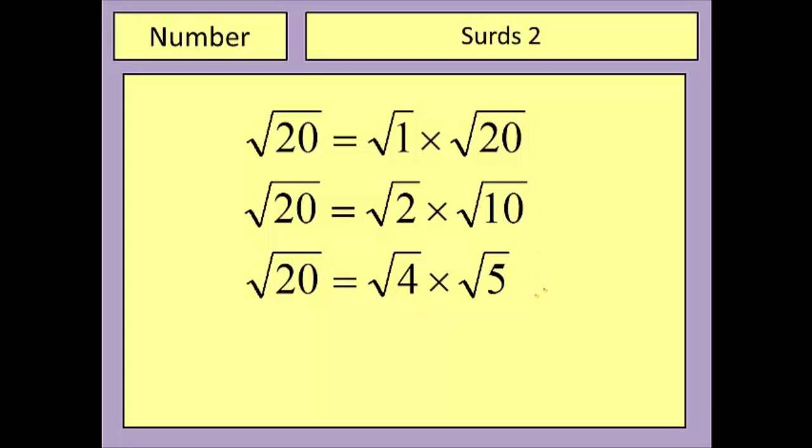One of them is actually the odd one out, and it's this one down here at the bottom because of the square root of 4. The square root of 4 is 2. So another way of writing this would be the square root of 20 equals 2 lots of the square root of 5. This is what we call simplifying the surd.